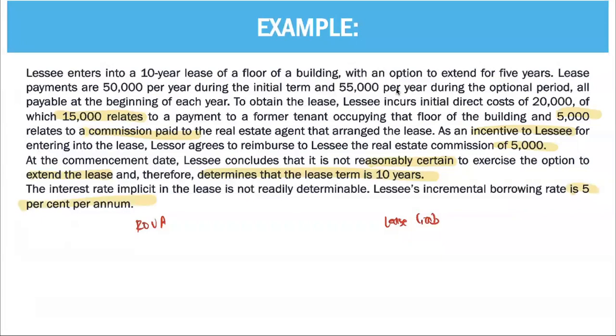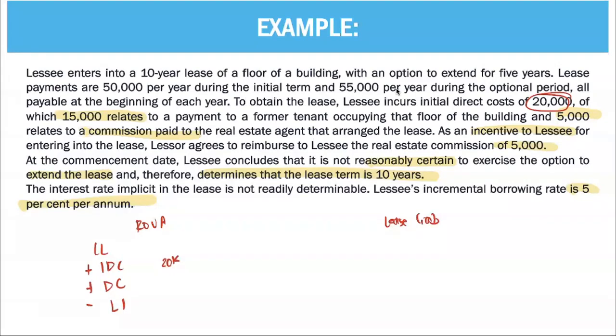First, let's discuss what the items of the right of use asset are again. The right of use asset is your lease liability plus any initial direct cost plus any dismantling cost less any lease incentives. With this problem, we can easily look into the initial direct cost. It says that the initial direct cost is 20,000 pesos, which includes 15,000 pesos from the payment to the tenant and 5,000 as commission to the real estate agent. So your total initial direct cost is 20,000 pesos.